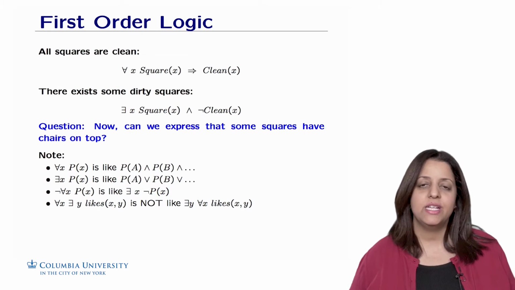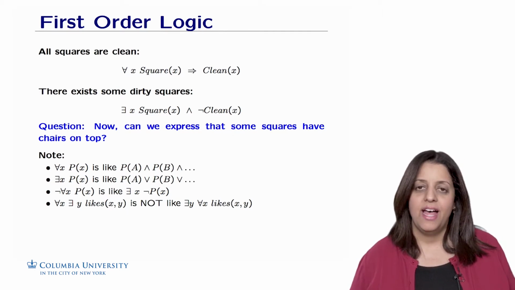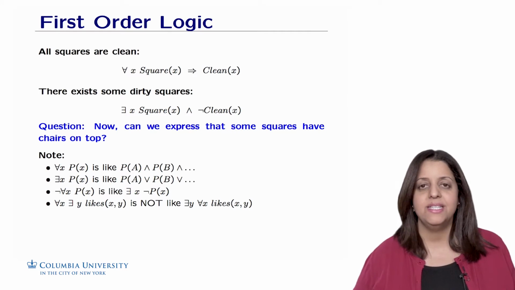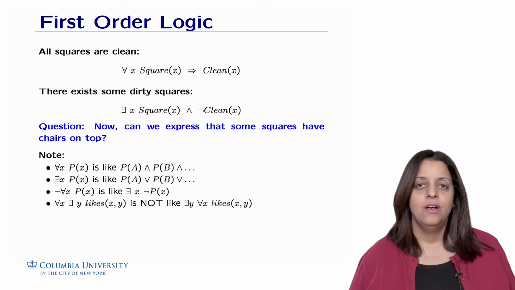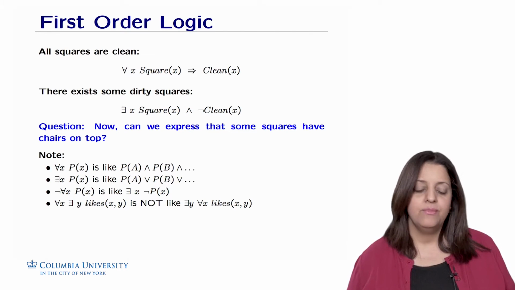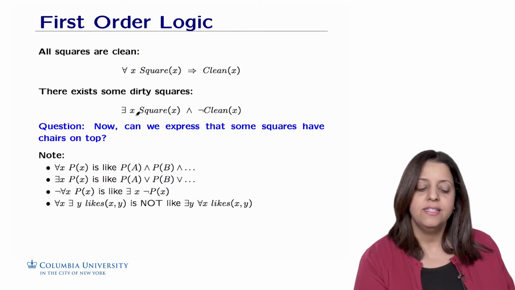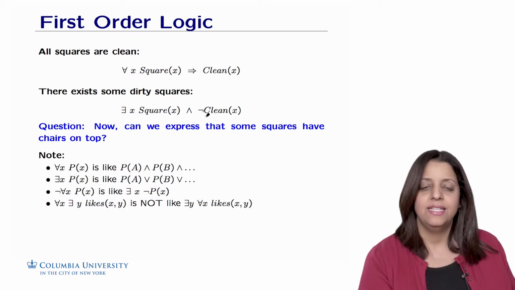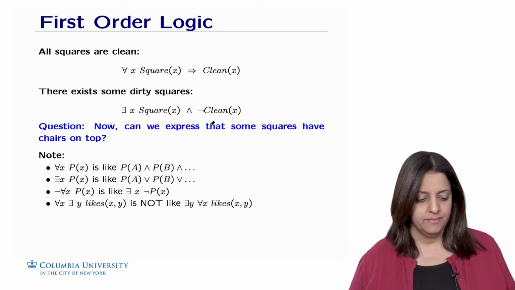So for instance, to express in first-order logic that all squares are clean, we can write: for all x, if square(x), then clean(x). This means that whenever there is an x that's square, it is clean. To express the fact that there exist some dirty squares, we're going to use the quantifier exists: there exists x such that square(x) and not clean(x). So it means that there exist some squares that are not clean.